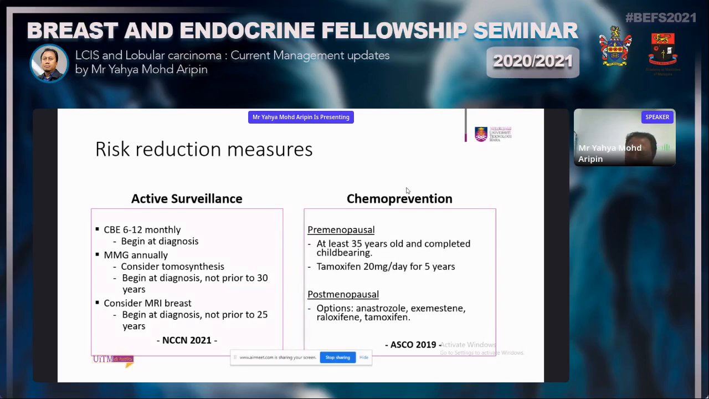Is chemoprevention recommended in LCIS? Yes. You should advise the patients for chemoprevention. If premenopausal, you can give tamoxifen for 5 years. And postmenopausal, you have options. You can use anastrozole, exemestane, raloxifene, or tamoxifen. But FDA only approved raloxifene and tamoxifen for this use.